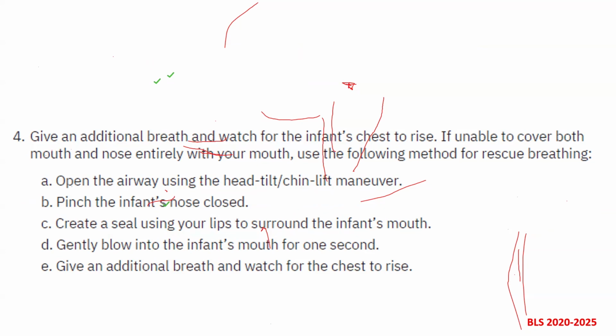If unable to cover both mouth and nose entirely with your mouth, use the following method for rescue breathing. Open the airway using head tilt and chin lift. Pinch the infant's nose. Create a seal using your lips to surround the infant's mouth. Gently blow into the infant's mouth for 1 second. Give an additional breath and watch for the chest to rise.